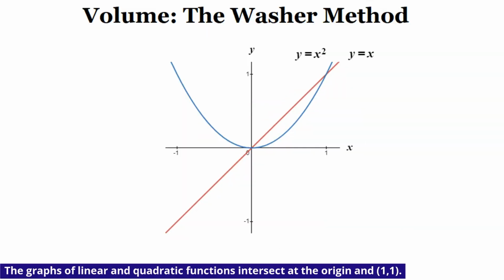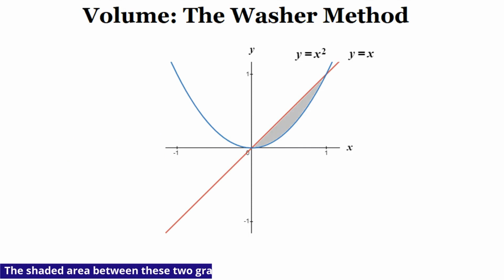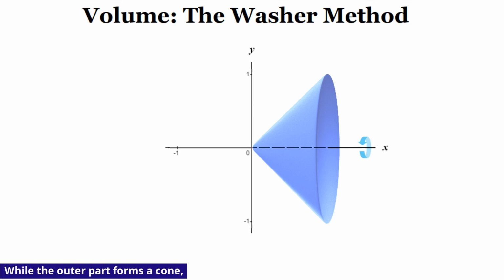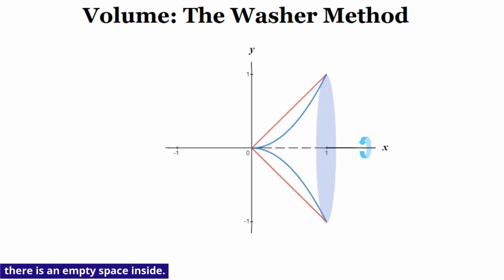The graphs of linear and quadratic functions intersect at the origin and (1, 1). The shaded area between these two graphs is then rotated around the x-axis, while the outer part forms a cone. There is an empty space inside.